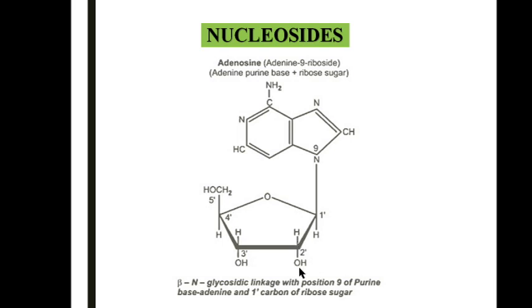Since it is a ribose sugar, it is present in this particular component with respect to the RNA. So the ninth nitrogen atom of the purine ring is linked to the first carbon atom of the ribose sugar via beta glycosidic linkage. This is the linkage that is present in the nucleosides, that is C1 and N9 via beta glycosidic linkage.